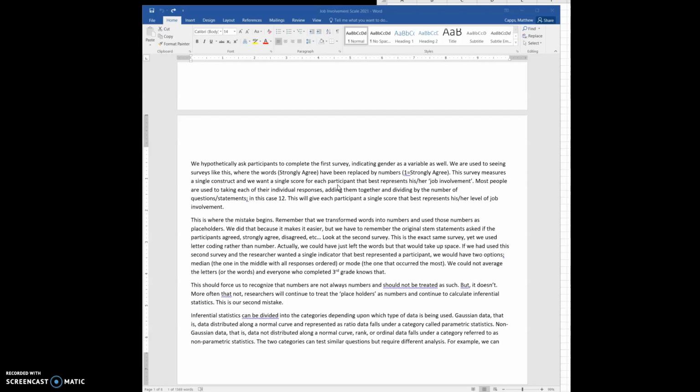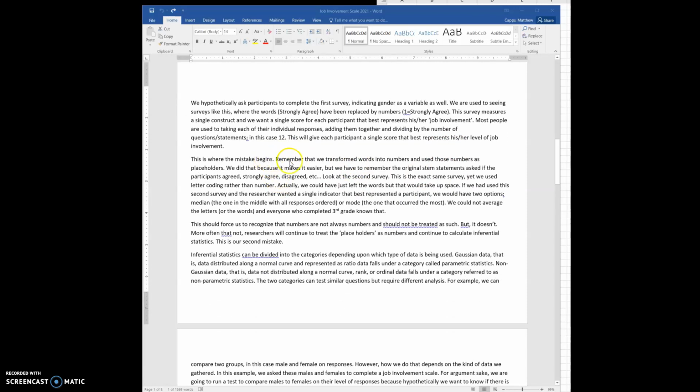And most people are used to taking surveys like this, and what you do, as you all know, is you take those 12 responses, those numbers, add them up, divide by 12, and that gives you a single participant score. And then we can take everybody's score and compare those. That's where the mistake generally occurs.